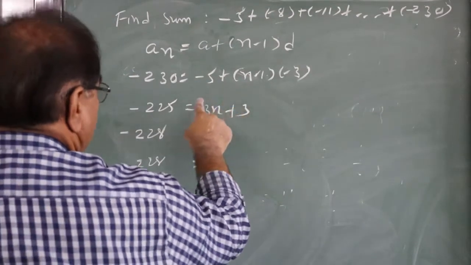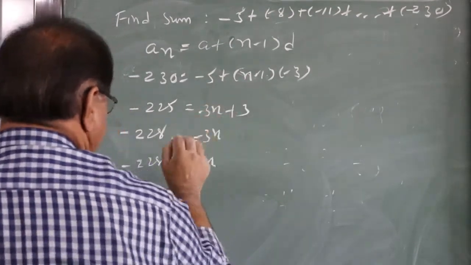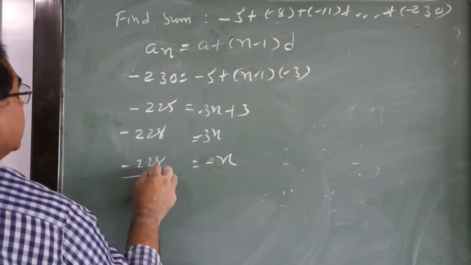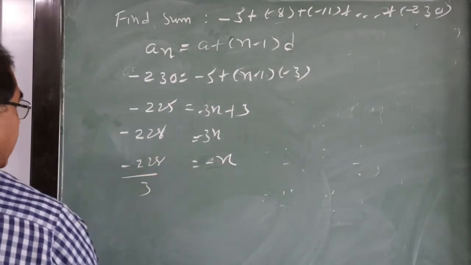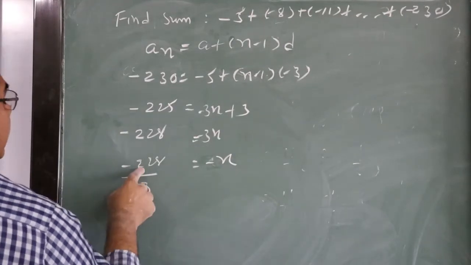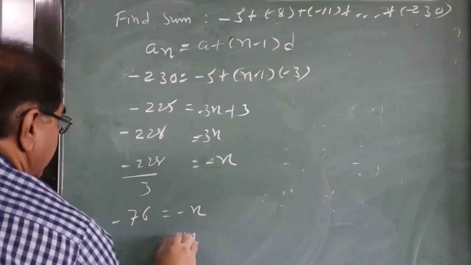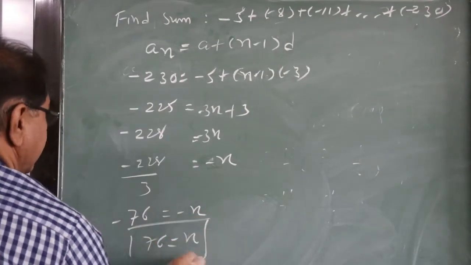it is minus 3n, sorry, minus 3n plus 3. So, minus n is equal to minus 228 upon 3. So, 7 3s are 21 and 6 3s are 18, is equal to minus n. So, n is equal to 76.